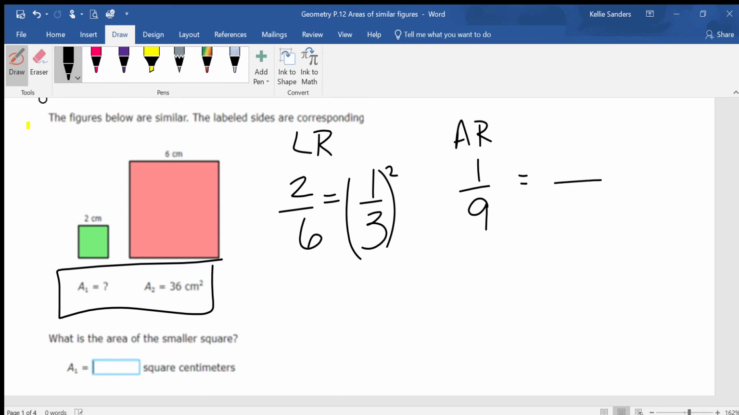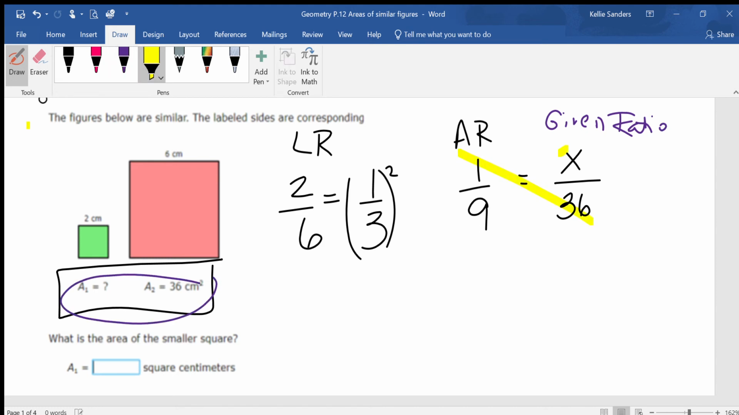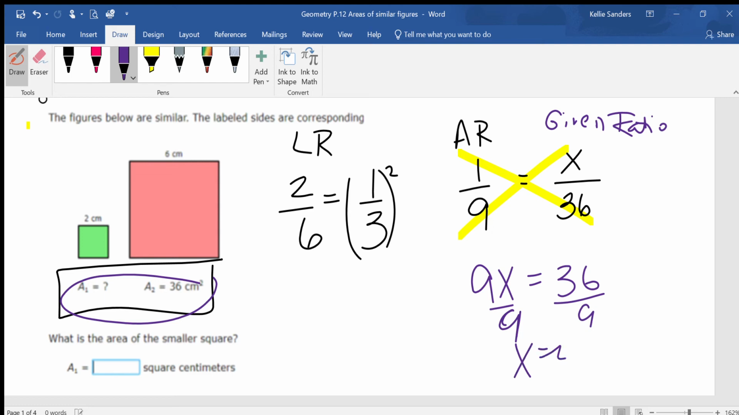But if the second square is 36, and that's the area, and we want to know the area of the first rectangle or square, then we would set this up. This is the given ratio, what that is right there. Then we cross multiply and divide. 9 times x is 9x, 1 times 36 is 36, divided by 9, divided by 9, x is 4. So the area of the green rectangle is 4.